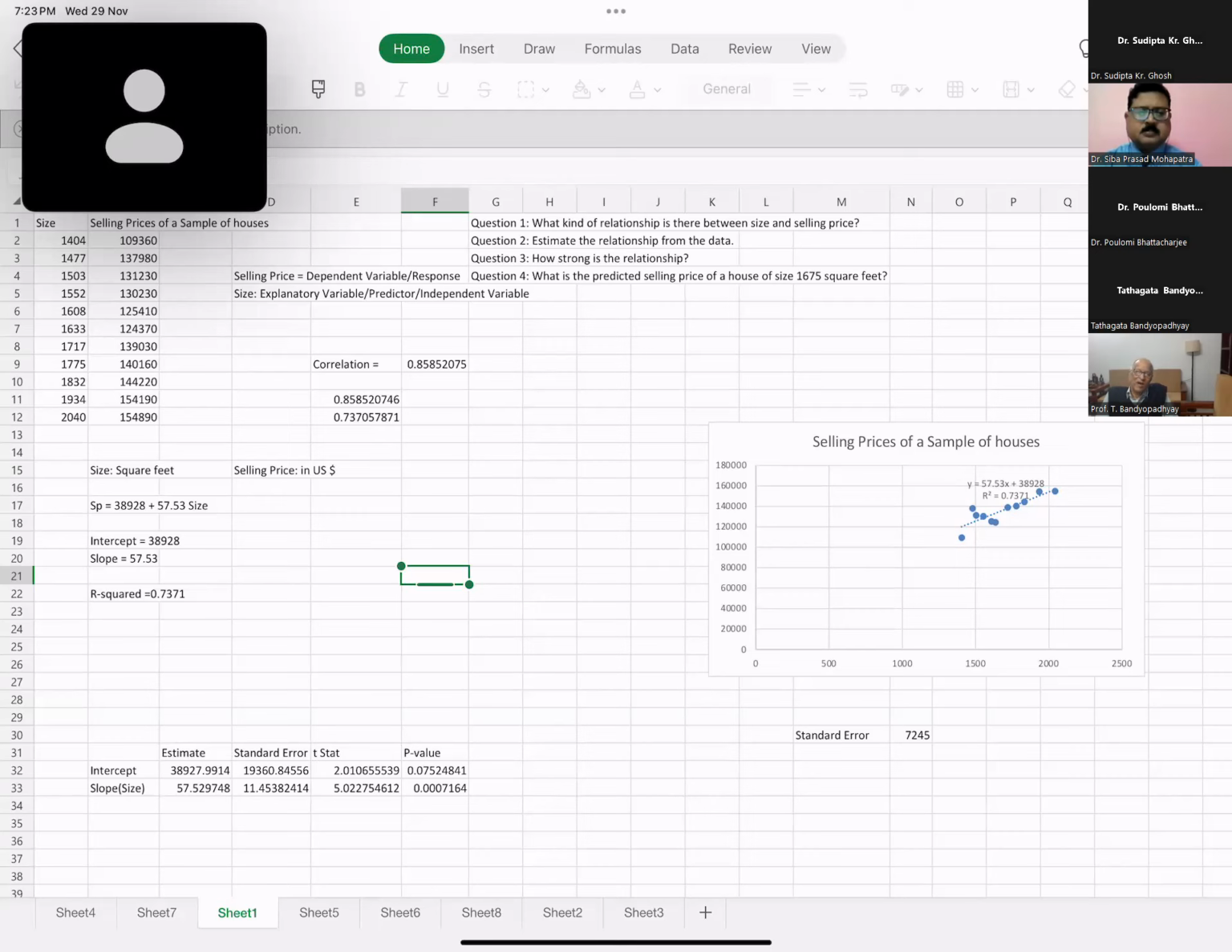And that is why we want to know how strong the relationship is between the variables that we are considering, because our problem is to predict the value of one variable given the other.